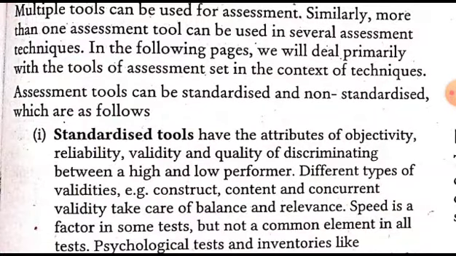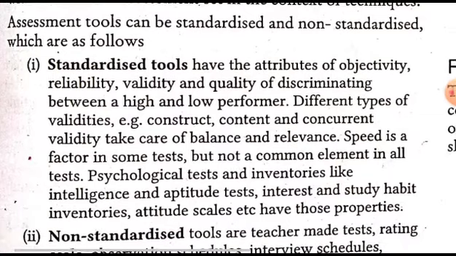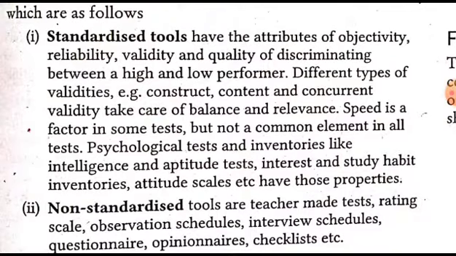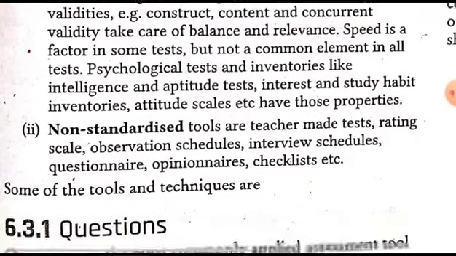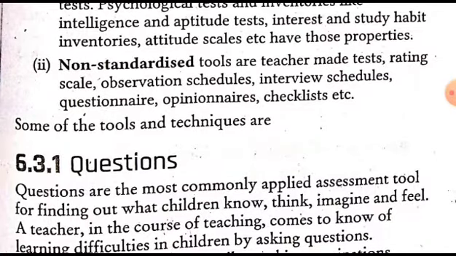Assessment tools can be standardized and non-standardized, which are as follows. Standardized tools. Standardized tools have the attributes of objectivity, reliability, validity, and quality of discriminating between a high and low performer. Different types of validities, for example construct, content, and concurrent validity, take care of balance and relevance. Speed is a factor in some tests but not a common element in all tests. Psychological tests and inventories like intelligence and aptitude tests, interest and study habit inventories, attitude scales, etc. have those properties. Non-standardized tools are teacher-made tests, rating scale, observation schedules, interview schedules, questionnaire, opinionaires, checklists, etc.